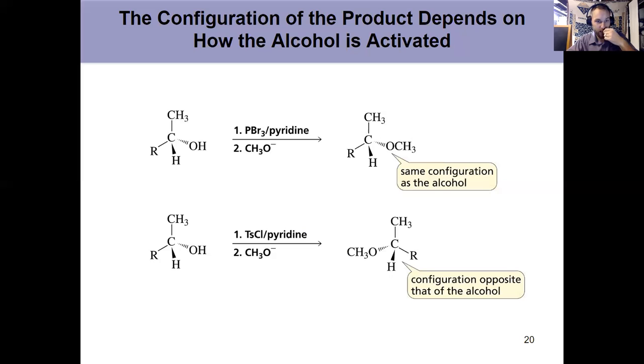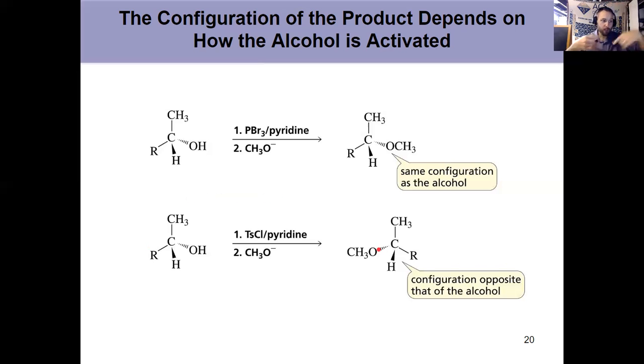One thing to be on the lookout for is the mechanism when you're thinking about stereochemistry for your final products. If you are doing a reaction with phosphorus tribromide, phosphorus trichloride, or thionyl chloride, SOCl2, the configuration of your final product is the same as the configuration of the alcohol that you began with. So if you were R to start, you're R to finish, or if you were S to start, you're S to finish. But if you're using a sulfonyl chloride, the configuration that you end up with is opposite. So if you were R to start, you finish S, or S to start, you finish R.